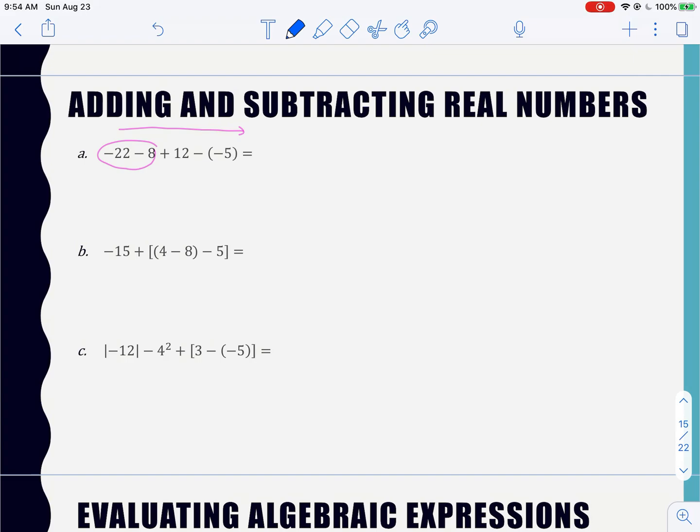So negative 22 minus 8, we're going to move to the left on the number line, or you can think of it as negative 22 plus negative 8, and that would be negative 30. So now I have negative 30 plus 12 minus negative 5. And so, again, moving from left to right, now I have negative 30 plus 12. So team negative scored 30 points. Team positive scored 12 points. So I have negative 18. And then minus negative 5. Remember, when you're subtracting negatives, you're actually adding. So that would be negative 18 plus 5, which would be negative 13.